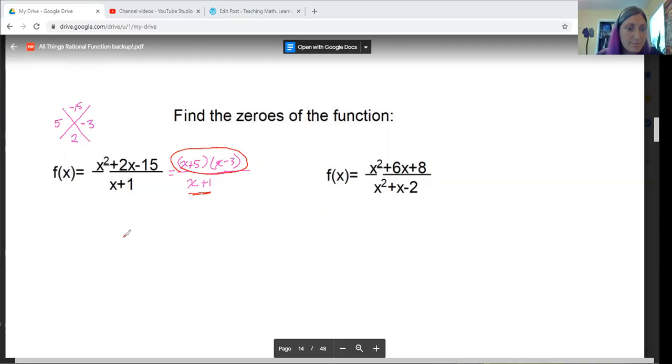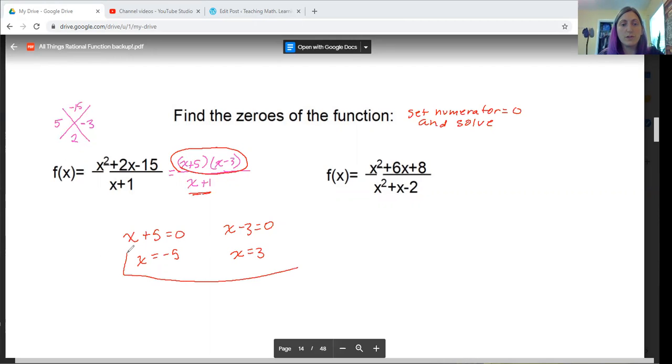it will cross at... see what I did there? x plus 5, I set that one equal to 0. I set that one equal to 0. When you find the zeros of the function, set the numerator equal to 0 and solve. That's it. Solve. Don't panic. Okay? So now we have x is equal to negative 5 and x is equal to 3. Those are the zeros of our function. Okay?